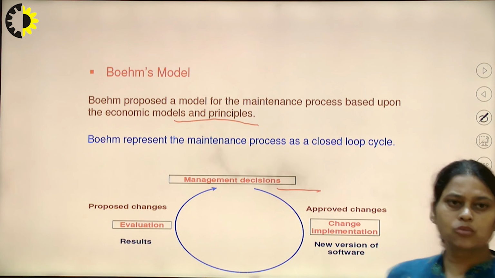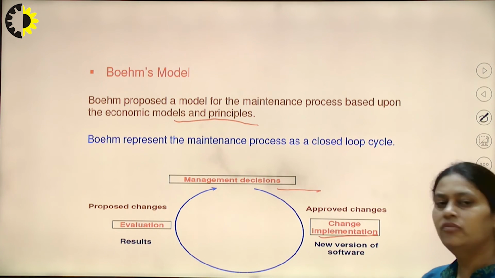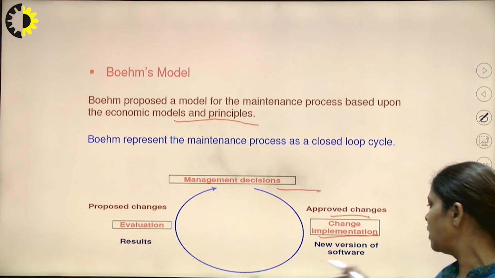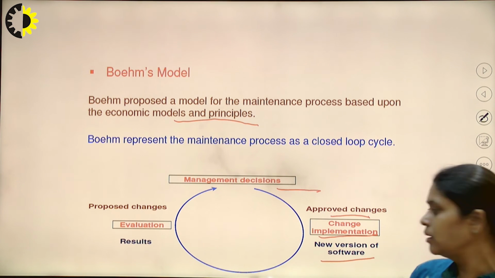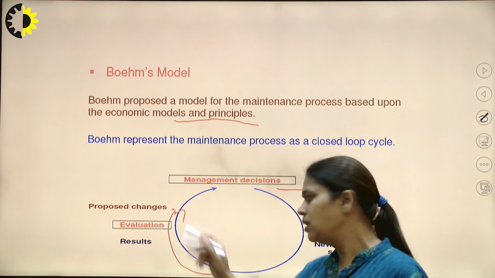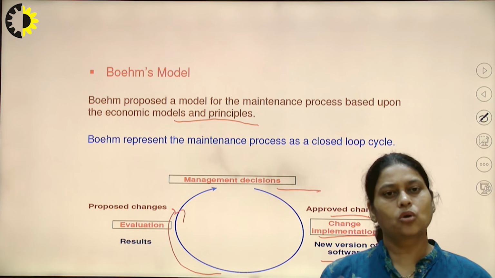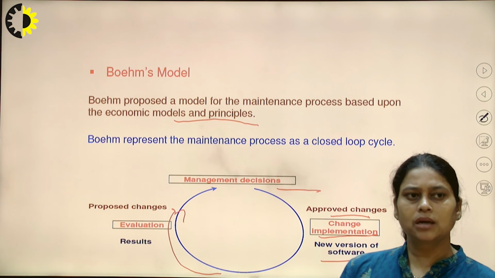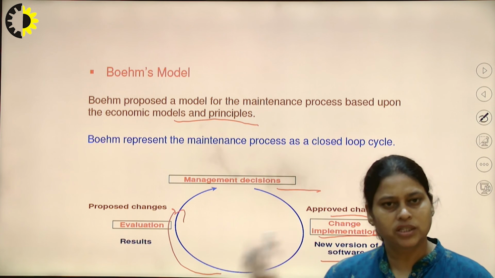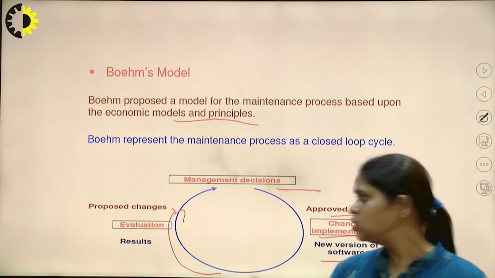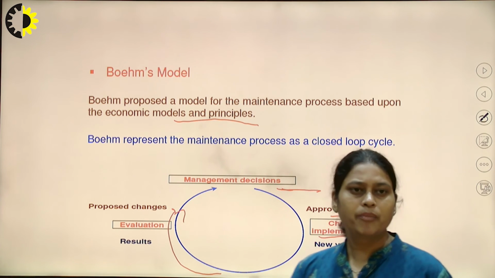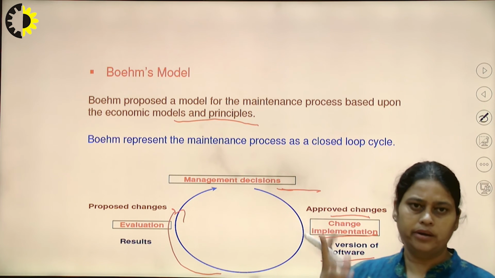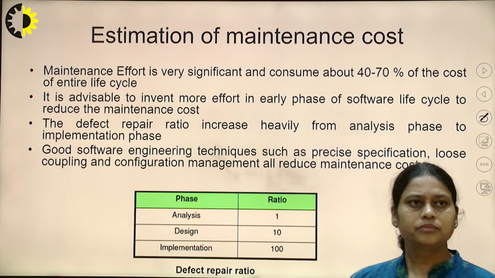First of all, we have to check whether the changes are approved by the management. Only then we create the new version of the software, and the new version of the software is evaluated by the management committee. If they propose some changes, then again it depends on the management decision. So, this process is also iterated. This is the BOEHM model.